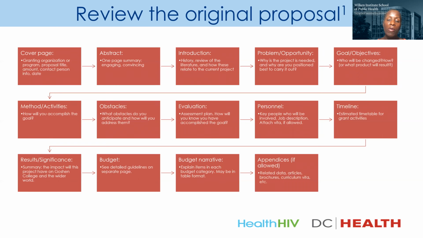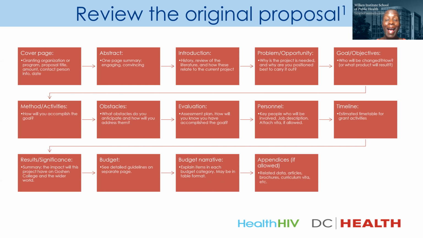The introduction provided your reader with the historical context as well as a review of the literature and how these relate to your current project. The problem and or opportunity, why is this project needed, and how do we plan to go about resolving this problem? Your SMART objectives and your goal, who will be changed by your program proposition, as well as how. What do we expect to gain or receive as a result of your program?